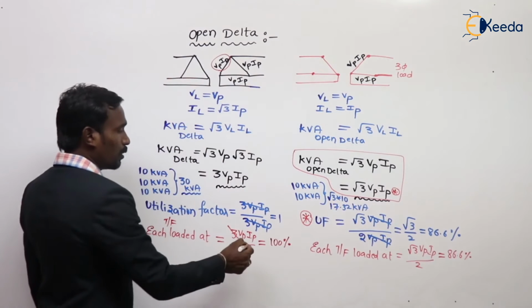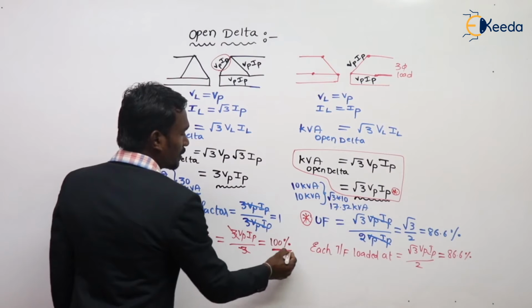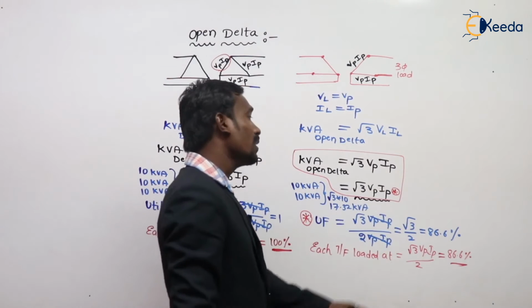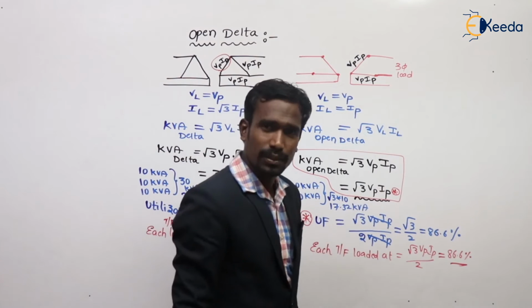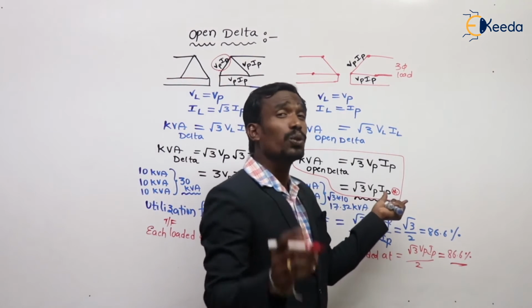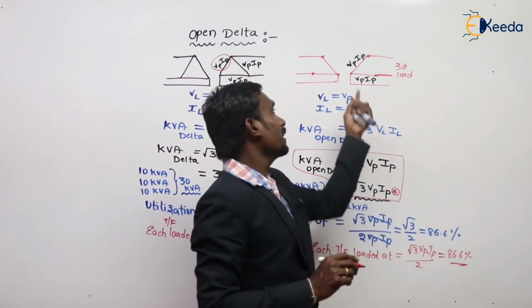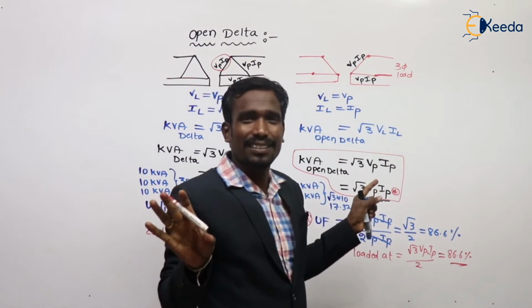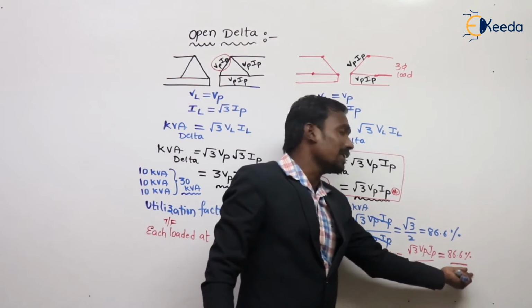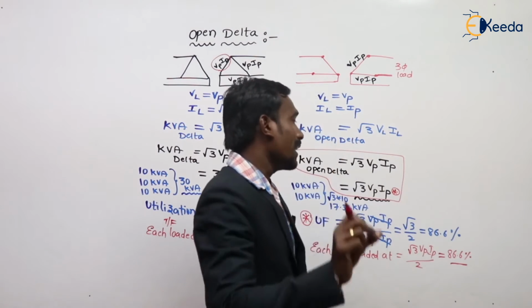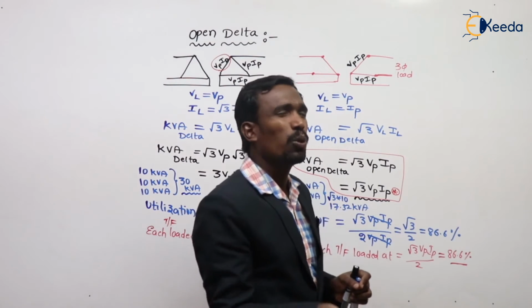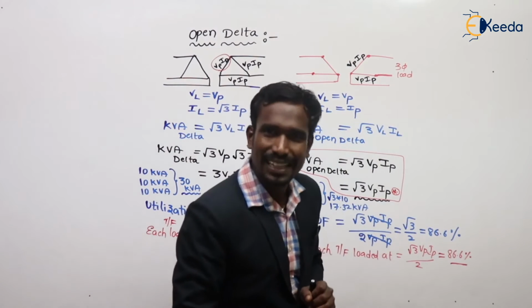Here each transformer is loaded at 100% load. This is operating at 100% load, but this is operating at 86.6% of load. That's why the load kVA is only root 3 times. If this is also loaded at 100%, then load kVA is 2 into V phase I phase. But here two transformers are not fully loaded. They are loaded up to only 86.6%. That's why the load kVA is only 86.6 plus 86.6. How much? 173.2, nothing but root 3.